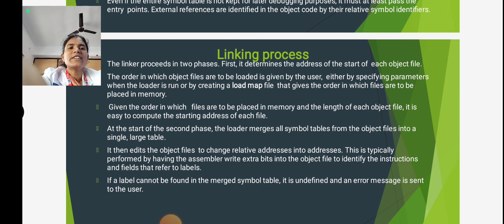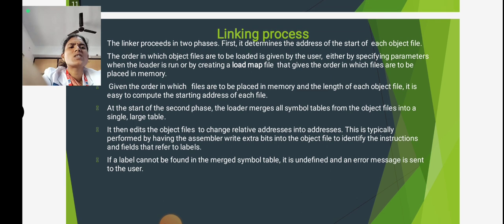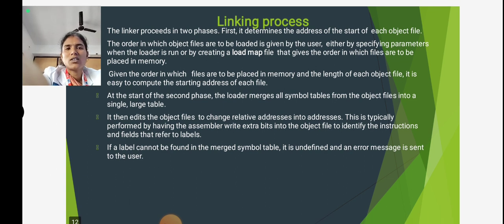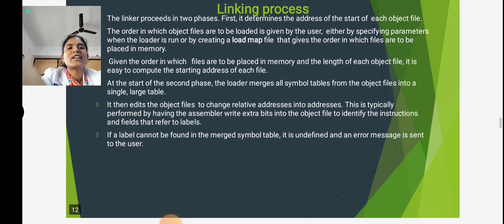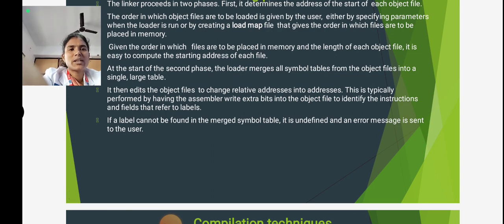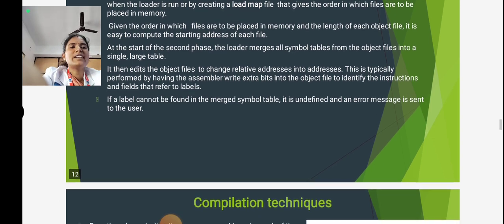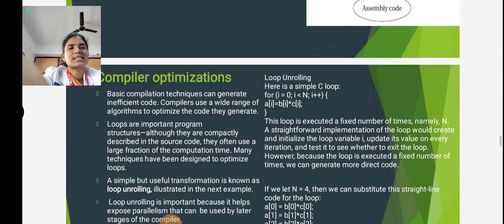At the start of the second phase, the loader merges all the symbol tables from the object files into a single large table. If a label cannot be found in the merged symbol table, it is undefined and an error message is sent.